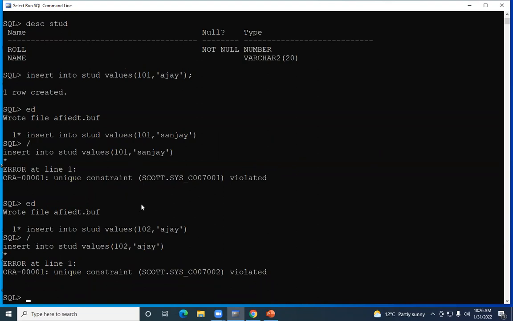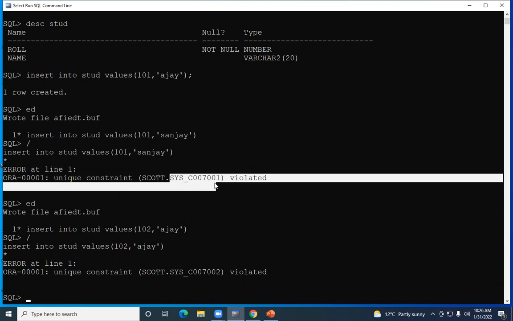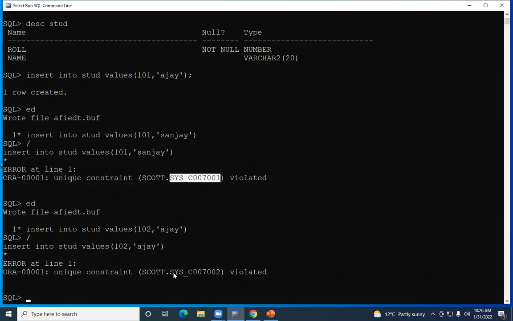You can see both the names here. The name given to the primary key constraint is SYS_C and some number. Similarly for the unique constraint it is this. So if you don't provide a name, then a name of this type is given: SYS_Cn, where n is a 6-digit number. Remember this. n is a 6-digit number.